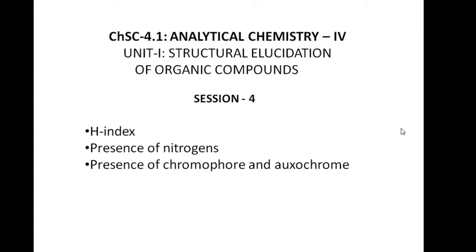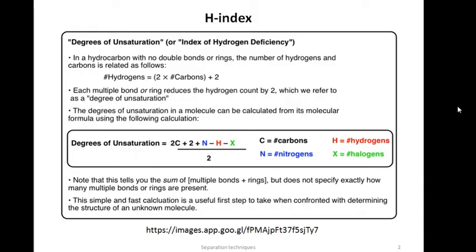Hello everybody. Today we shall look into session 4 of Analytical Chemistry, chapter Structural Elucidation of Organic Compounds. In this session we are going to discuss the H index, how to detect the presence of nitrogens, and what happens when there are chromophores and auxochromes in a molecule. Let us look at the H index first.